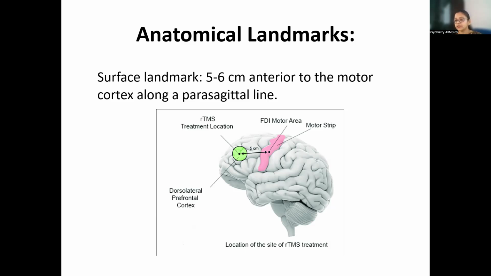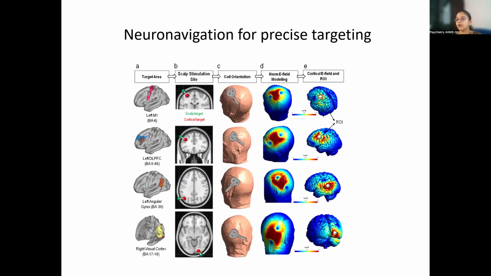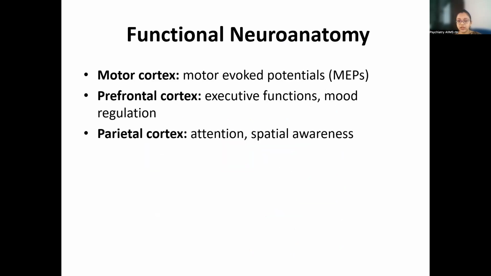So the motor area is something which we can stimulate and directly observe the changes in the form of movements in the fingers or the thumb. And using this motor area, we use a 5 to 6 centimeter area anterior to the motor cortex along the parasagittal line. This is the most common way of targeting the DLPFC, which is the most common target of our therapeutic interventions. Apart from that, with research and with more developments, we even use neuronavigation for precise targeting of the brain areas. This shall be discussed by our other speakers.